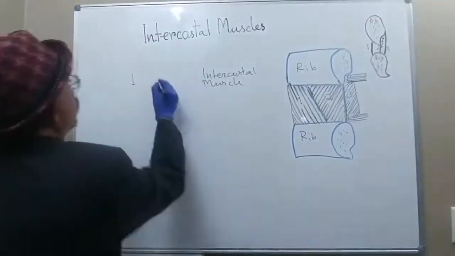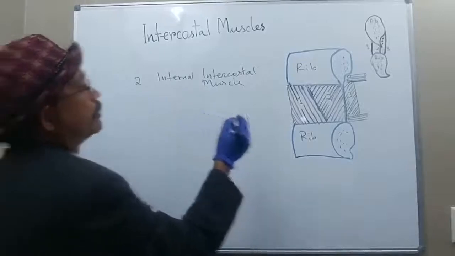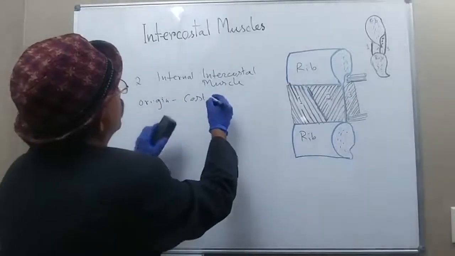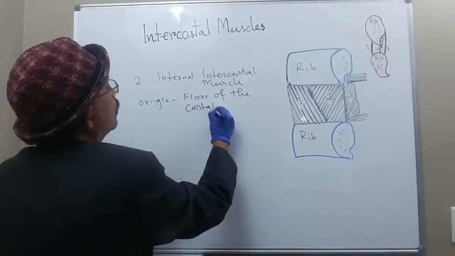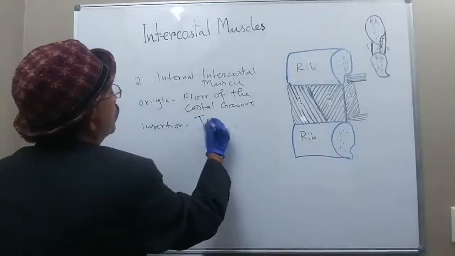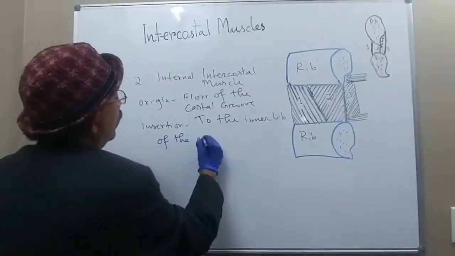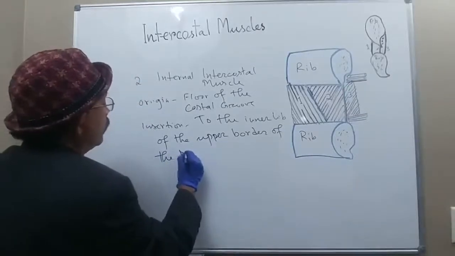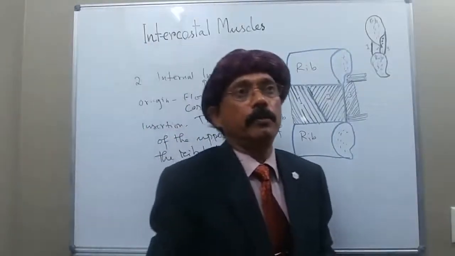Now we'll go to the internal intercostal muscle. Origin is from the floor of the costal groove. Insertion is to the inner lip of the upper border of the rib below. Nerve supply is the intercostal nerve.